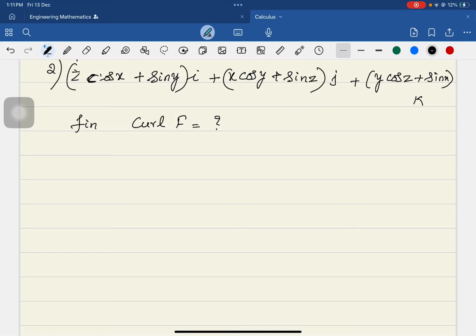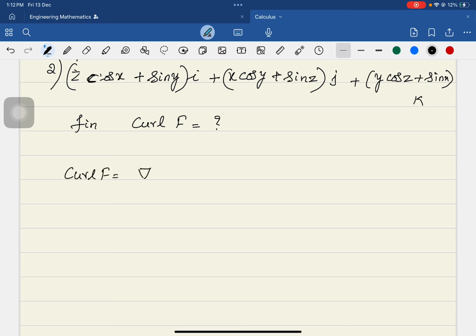In the previous lecture, I left this question for you to solve. I hope some of you have done it already. I'll just do this and cross-check: what is the curl of this particular vector function? So now let us see what is curl f.